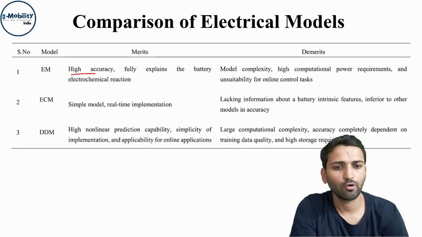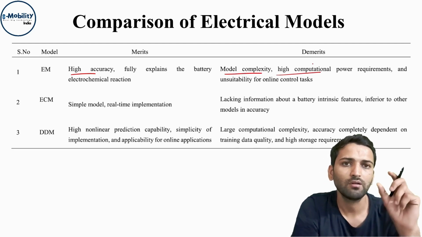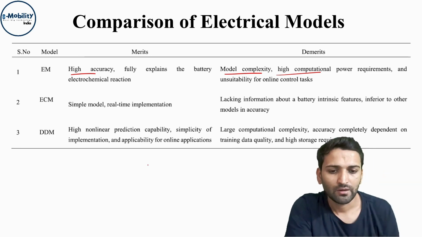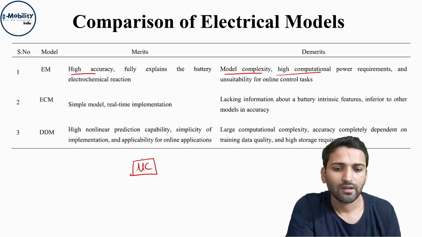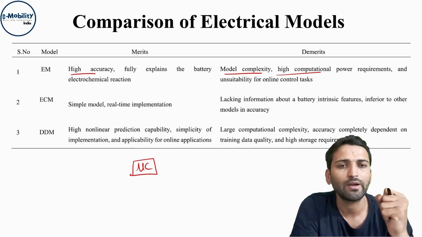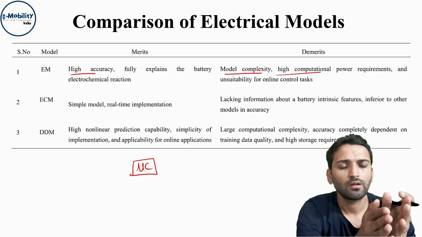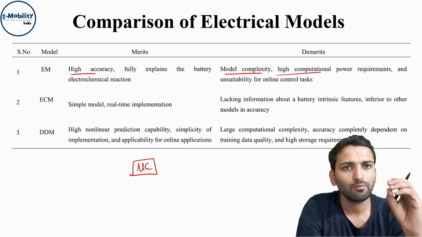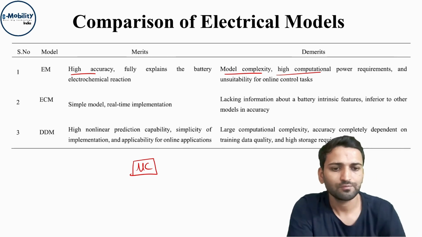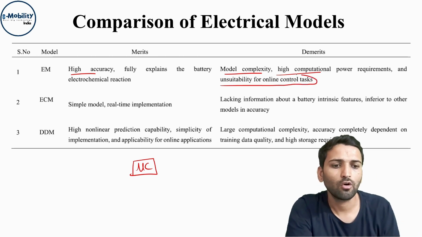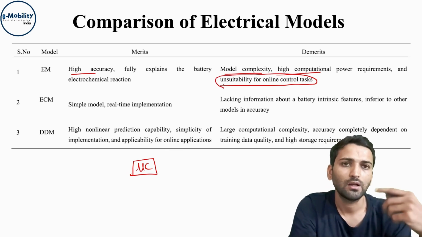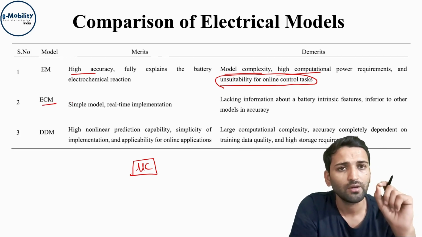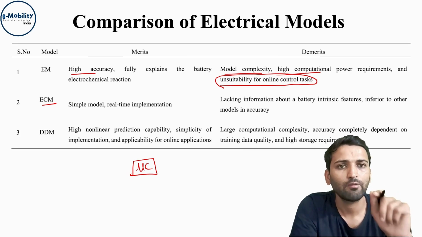But the problem with this modeling is that it is very complex and high computational power is required. One problem faced during the implementation of BMS is that you will be using some kind of microcontroller, and this microcontroller has limited mathematical capacity. So you cannot put the full power of your mathematical capacity into battery modeling. You need a simpler model which takes less mathematical complexity. So this becomes unsuitable for online control tasks, and online controlling is the most important. ECM is the electric circuit model, and this is very simple and widely used for real-time implementations.